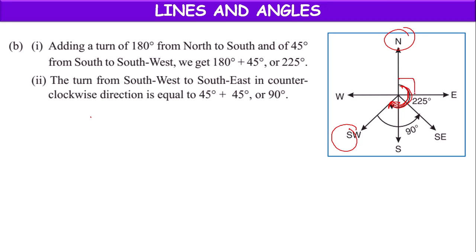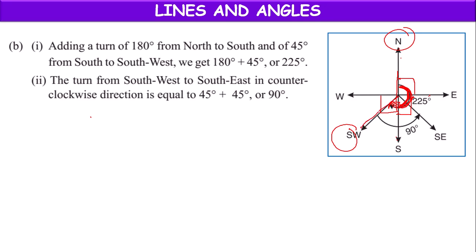Actually, the angle between north and east is 90, and between east and south, the angle is 90. North and south lie on the same straight line, so this total north to south angle will be 180 degrees. And this south to west is 90 degrees.